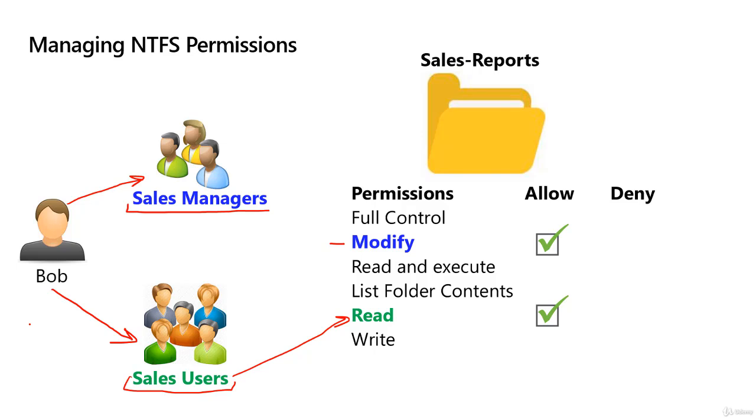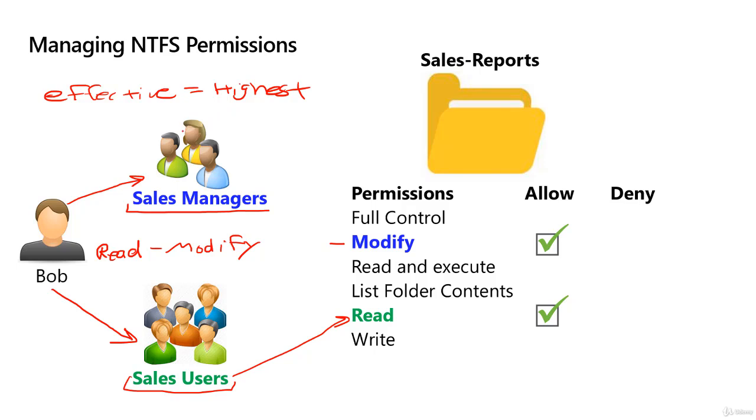So what happens now, when Bob logs on, he ultimately gets this authentication token that says, you are a member of sales users and they have read, and you are a member of sales managers and they have modify. So Bob has both permissions. The way this works is he actually gets both permissions. So he has read access and he has modify access. Now what we will say, the effective permission is the highest. Just think of it as he gets all of them.